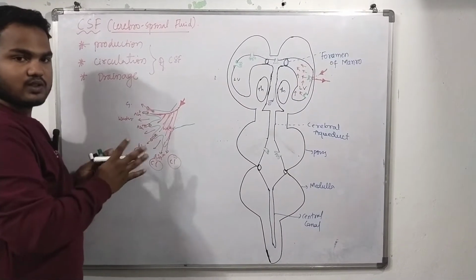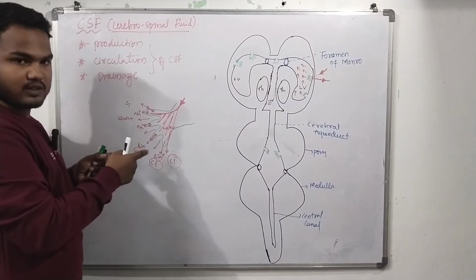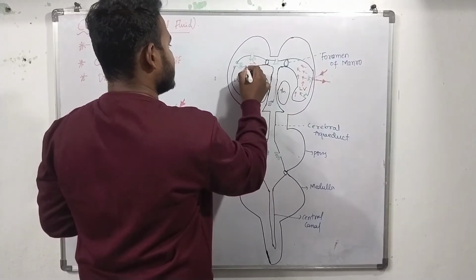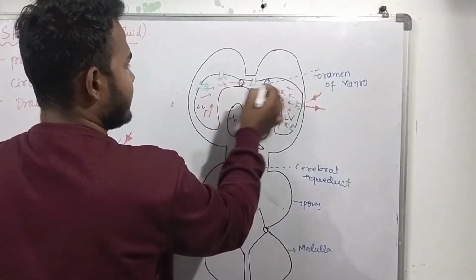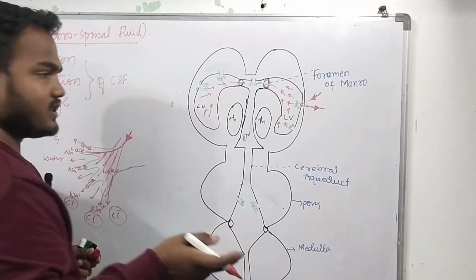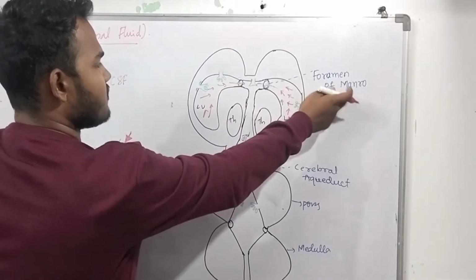This is the actual physiology of how the CSF is produced from the choroid plexus. Now the CSF is produced from each of these choroid plexus here. From the choroid plexus in the lateral ventricle, the CSF comes through the foramen of Monroe.